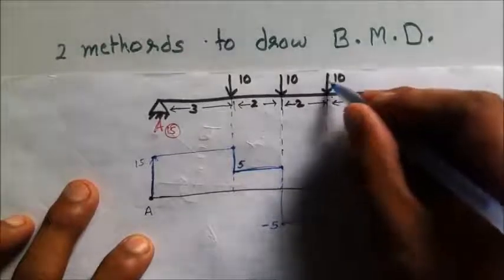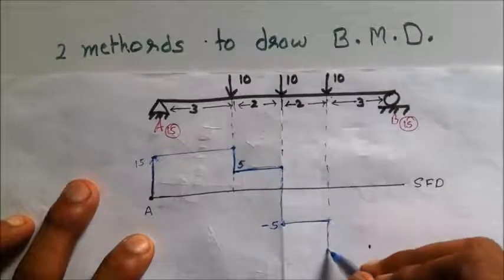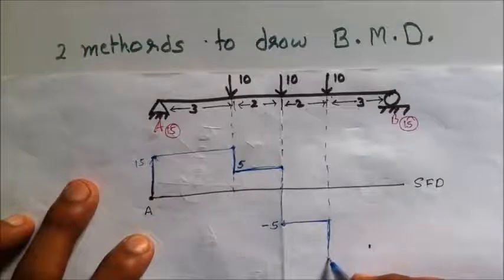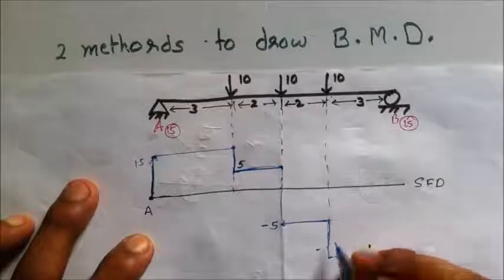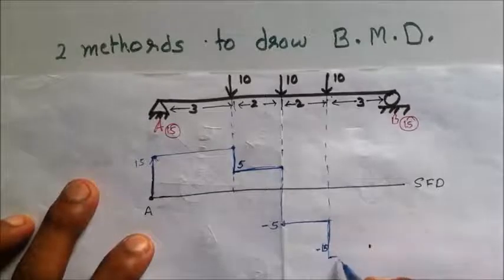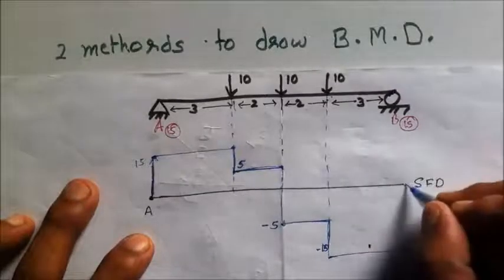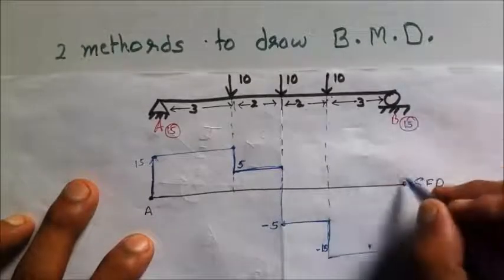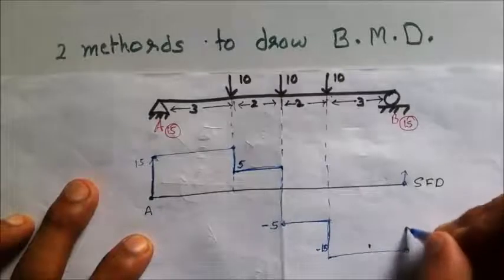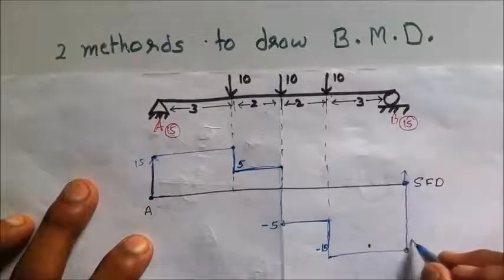Now at the next point I am having again a drop down of 10 kilonewton, so I will be dropping down to minus 15 kilonewton, and I will be going straight up to the last point where Rb equal to 15 is acting in upward direction, so I will be coming up back from minus 15 to 0. So this completes our shear force diagram.